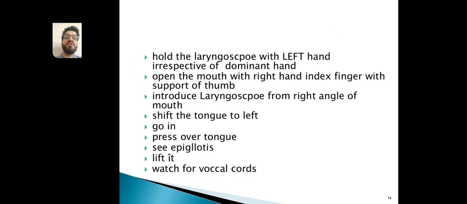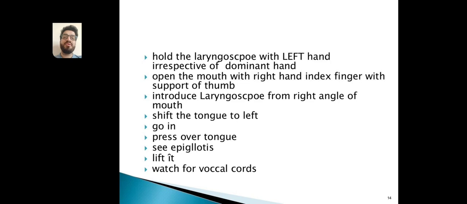So we hold the laryngoscope after giving the position, and we hold the laryngoscope with our left hand, irrespective of the dominant hand. Doesn't matter if you are lefty or righty, we have to handle it with the left hand. We open the mouth with our right hand using our index finger and our thumb. And then we introduce this laryngoscope from the right side of the mouth, that is slightly towards the right side of our body. And then once we go down, we shift the laryngoscope blade slightly towards the left inside the mouth, so that the tongue gets shifted towards the left side.